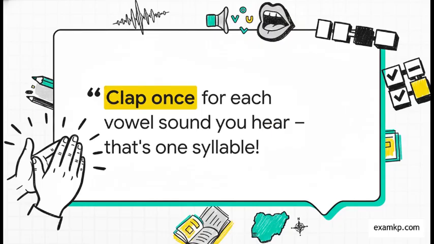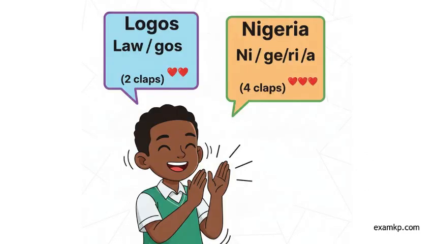And here is a fantastic, super practical trick you can use anytime, even in the exam hall. Just do it silently. Let's try it together. For the word Lagos, you'd go La-gos, clap, clap. Two syllables. What about Nigeria? Ni-ge-ri-a. Clap, clap, clap, clap. Four syllables. It's a super simple physical way to actually feel the beats of a word.